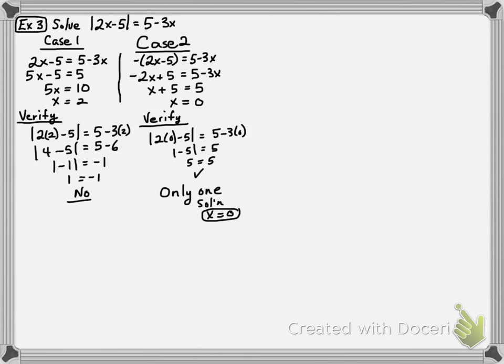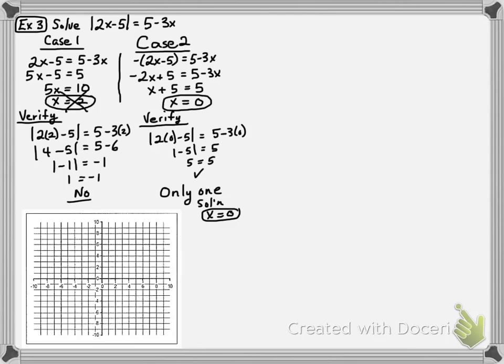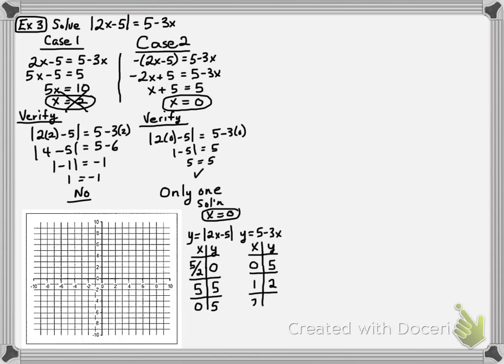If we graphed this, what does it look like? Well, you're going to get two equations. If we plot some points and lay them out on our graph, you are going to see our first graph, y equals the absolute value of 2x minus 5, and here is the line y equals 5 minus 3x. And you'll see that the way they're shaped, there can only be one intersection point, therefore there's only one solution.